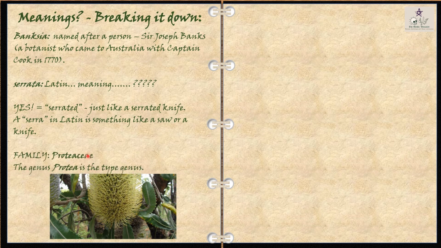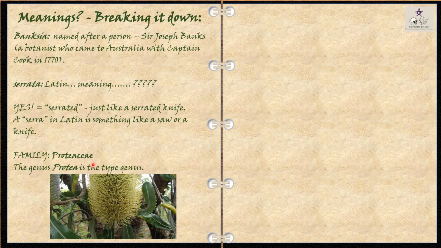And the family Proteaceae, it's named for the genus Protea. Protea is the type genus and representative genus. So anything that goes in the Proteaceae family should have the same characteristics as Proteas. And Banksias do. They've got the same flower structure, the same sort of fruit type. And again, if you analyze their DNA, they should be similar.